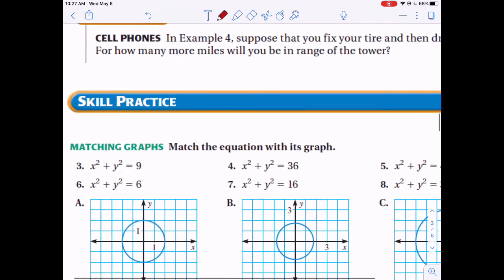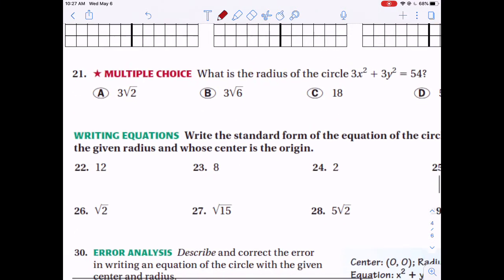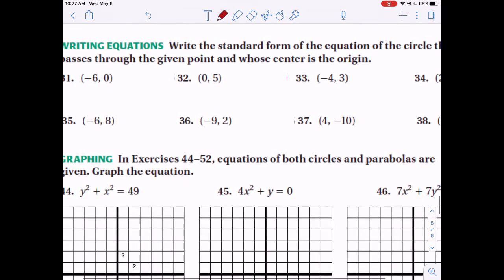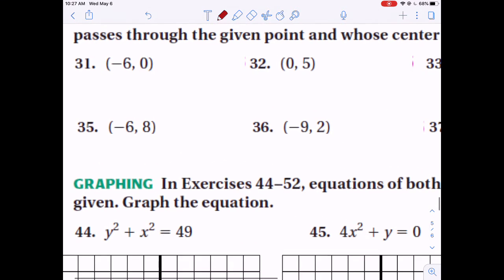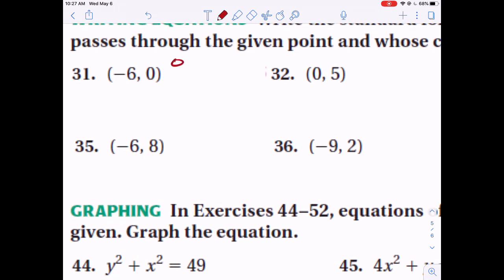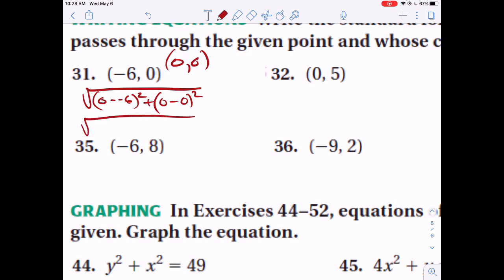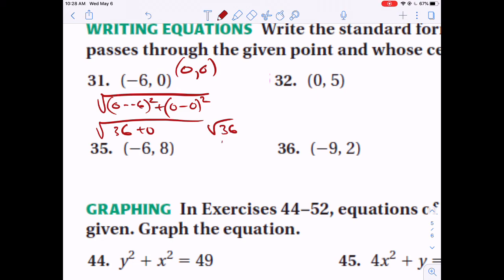Let's try another one of those. Write the standard form of the equation of the circle that passes through the given point. Again, the origin is the other point, so just find the distance from the origin to that point, negative 6, 0. Distance formula: square root, the difference of the x's, the difference of the y's. So we have 0 minus negative 6 squared plus 0 minus 0 squared. So we have the square root of positive 6 squared, 36, plus 0, which is just the square root of 36, which is 6.